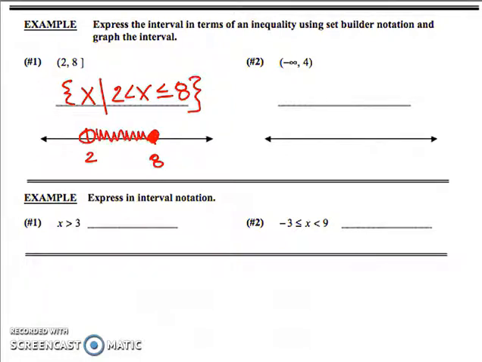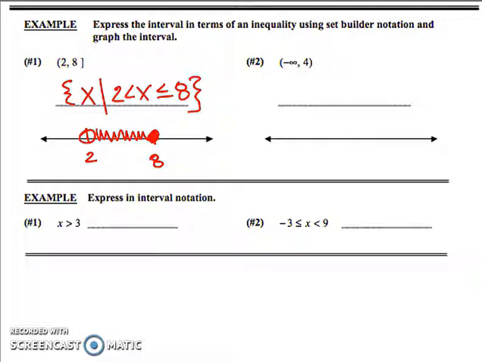Okay, number 2, negative infinity, comma, 4. And we've got rounded brackets on both. So we're going to make a little note here, and our note is that there is never a closed bracket with infinity. This indicates that there's no endpoint, that it extends infinitely far. Whenever you have infinity, you're always going to have a rounded bracket because we can never truly reach infinity. That's kind of the definition of infinity.